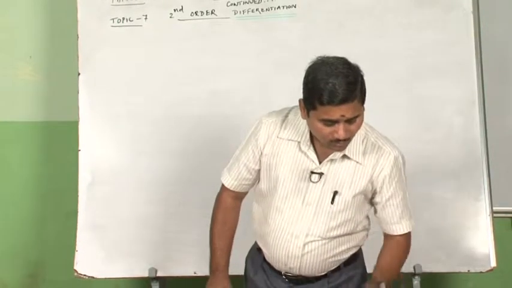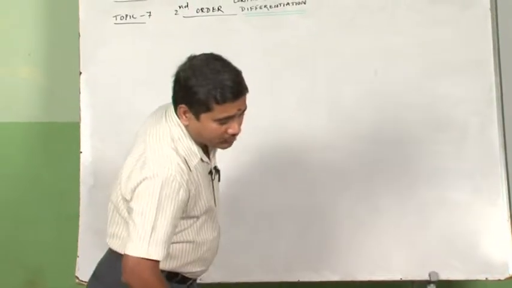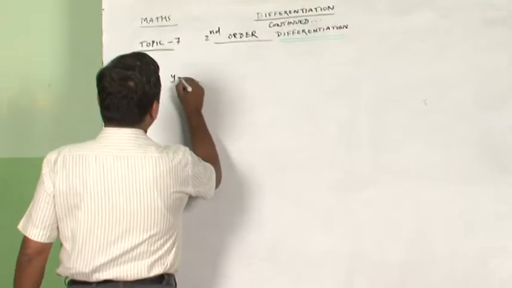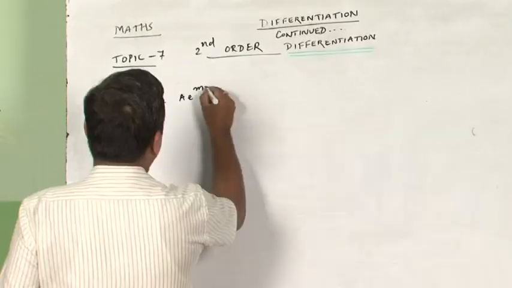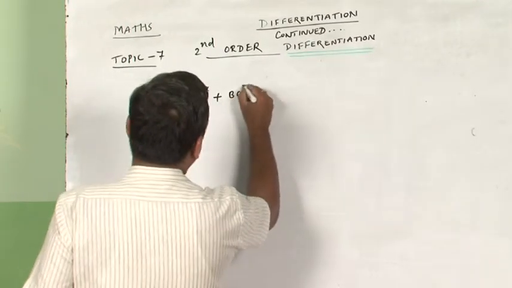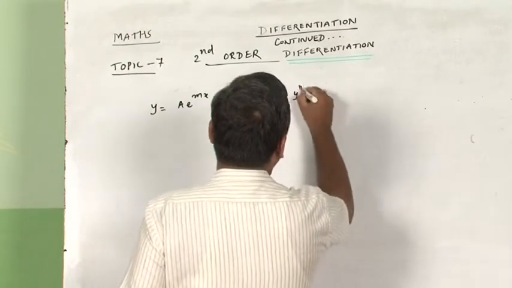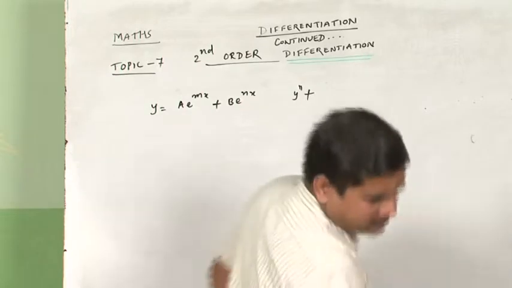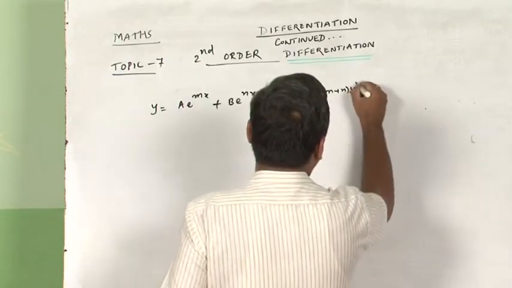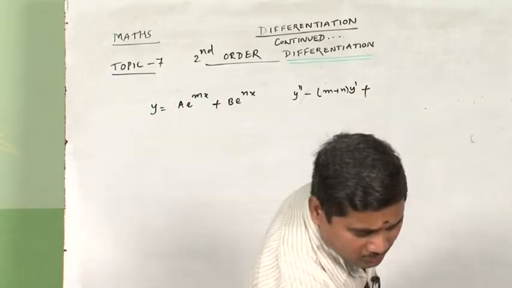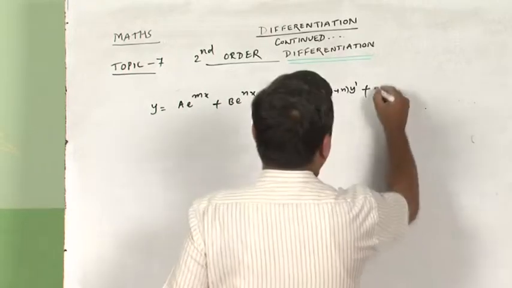Well, I will take one more problem, the 14th question of your textbook. That is, if y is equal to a e to the power mx plus b e to the power nx, then we have to prove that y double dash minus m plus n times y dash plus mn y is equal to 0.